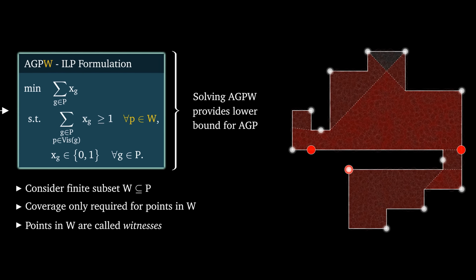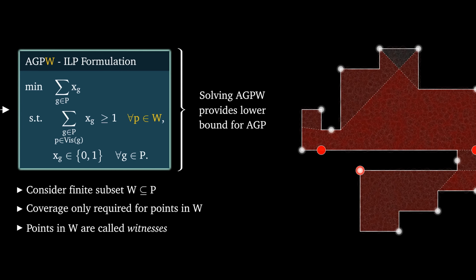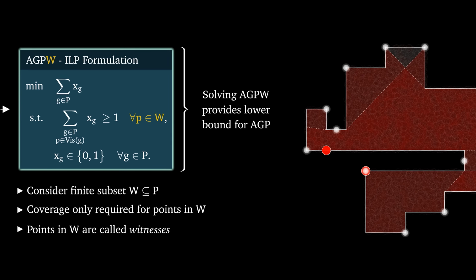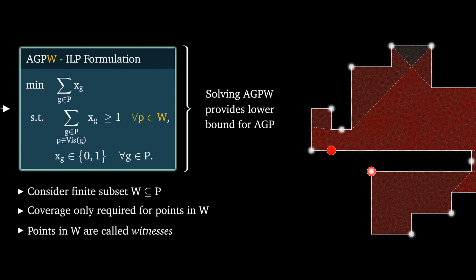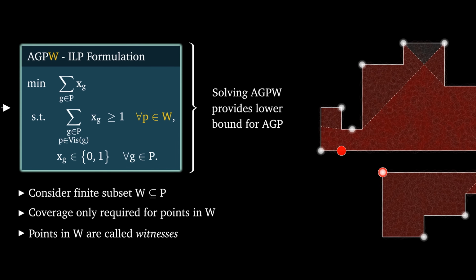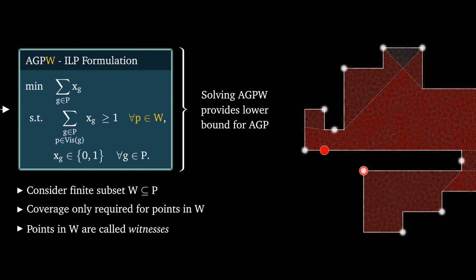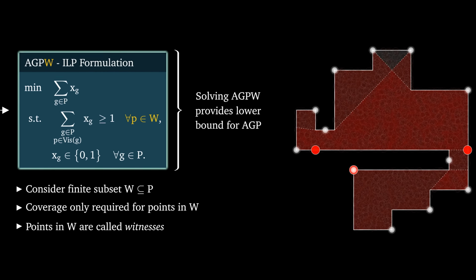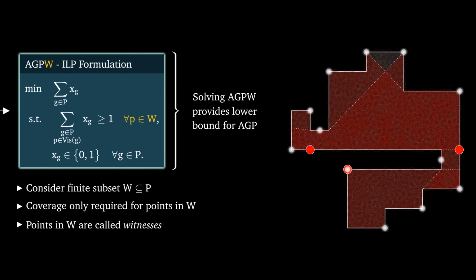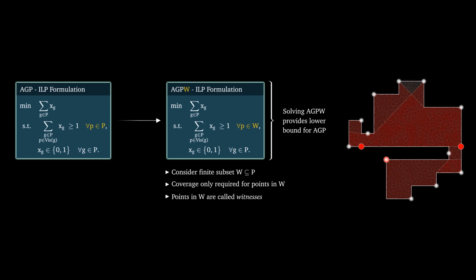Now, of course, there are still infinitely many variables in this optimization problem, but interestingly, we will be able to argue that only certain finitely many possible guard positions need to be considered here. Of course, one should generally place the finitely many witness points in such a way that the solution of AGPW covers the entire polygon. But of course there is no recipe for this, though there are practically good strategies for selecting them.